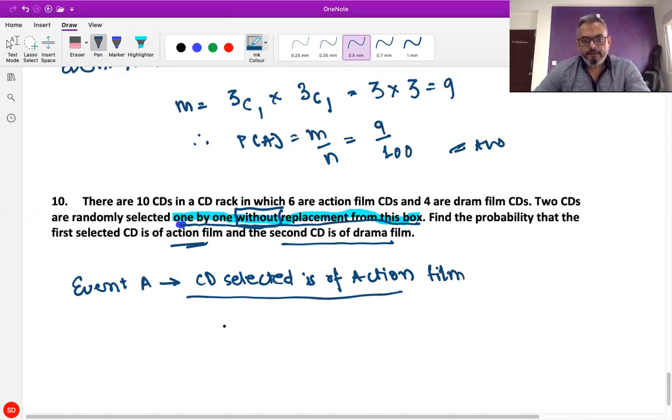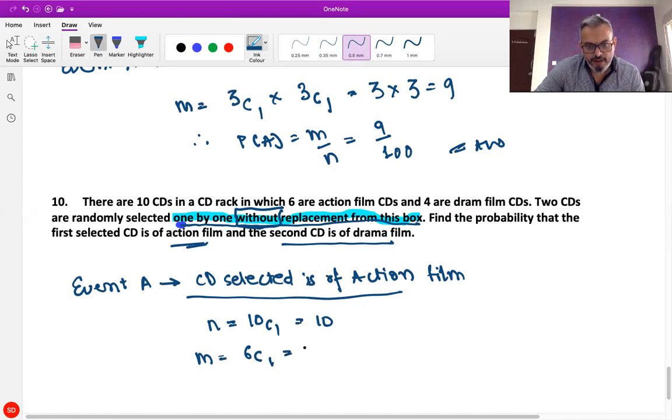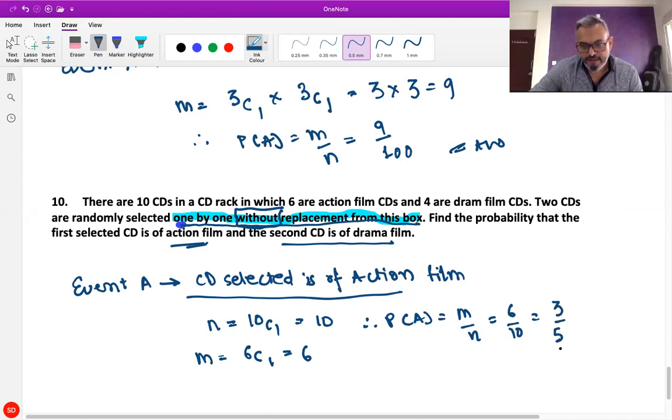Now यहाँ पे because it is one by one without replacement, means पहला जो तुम select करोगे, तो यहाँ पे n क्या होगा कि 10 में से तुम एक select करोगे. जो एक बार select हो गया तो वापस हमारे रैक में जाएगा नहीं. सो यहाँ पे n is equal to 10. M is equal to what, कितने एक्शन फिल्म के सीडी हैं, 6. सो 6C1, which is equal to 6. Therefore P of A is equal to M upon N, which is 6 by 10, which is 3 by 5.